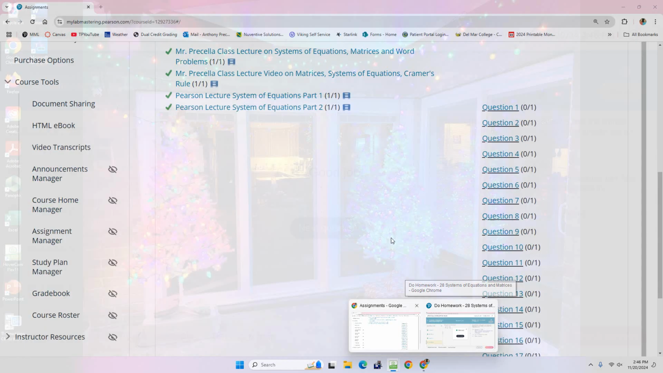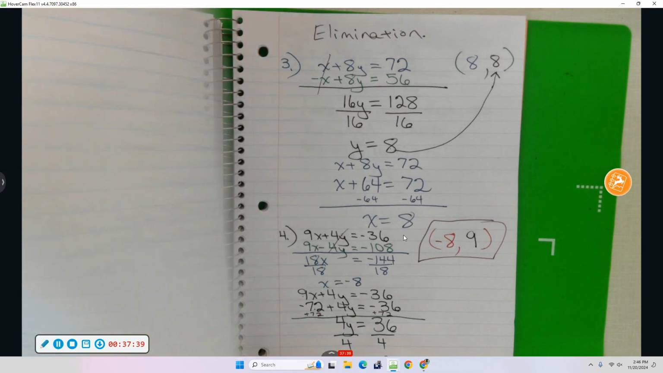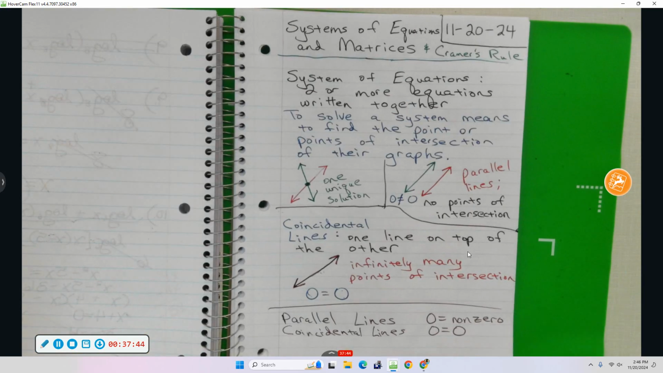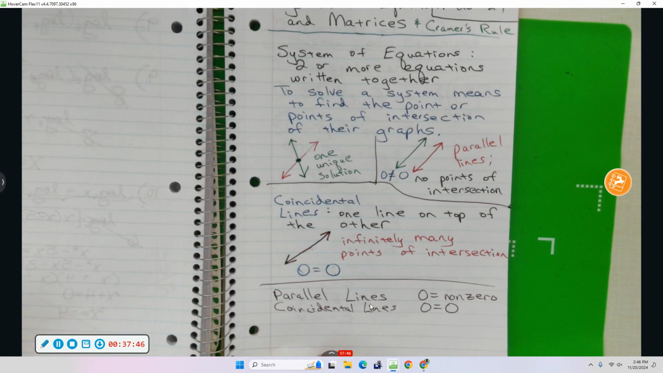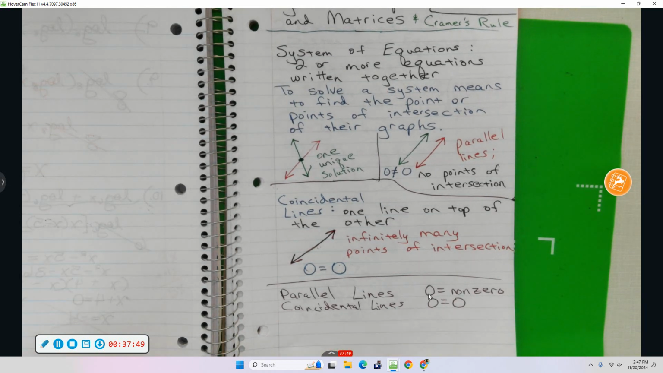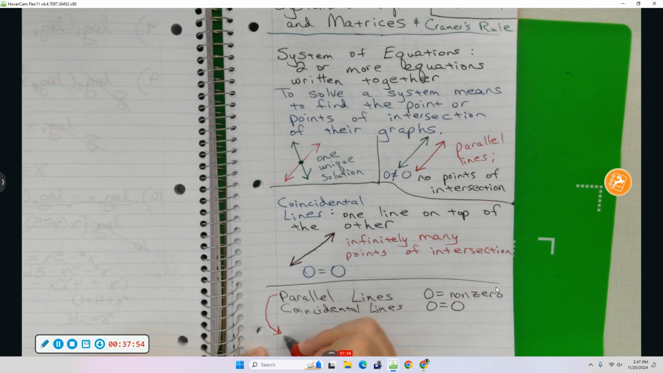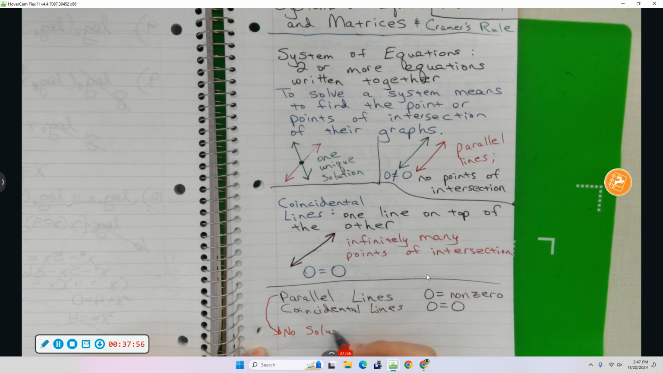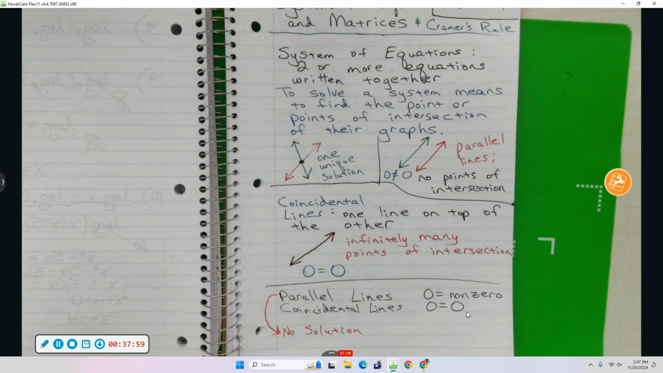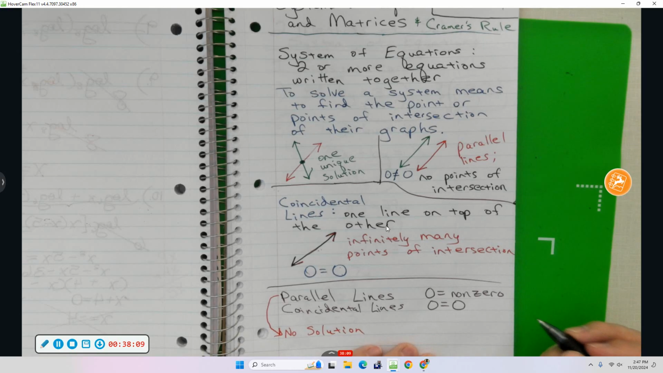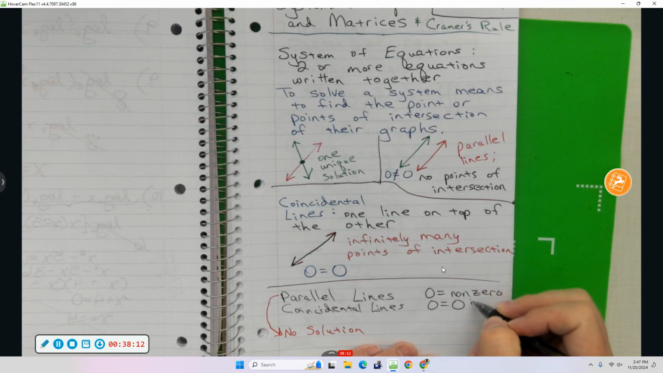Now, going back to what you wrote. This statement right here. Does that make more sense? 0 equals non-zero. That means there's no solution. If you'd wind up with a 0 equals 0, for coincidental lines, there are infinitely many solutions. Every point on both lines is common to one another.